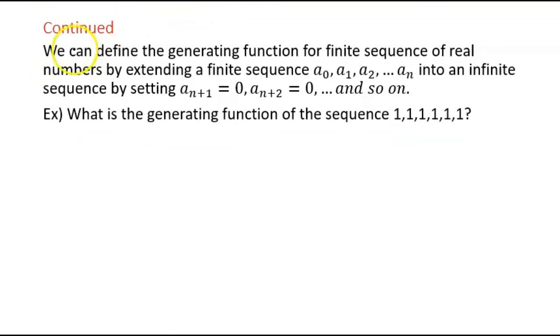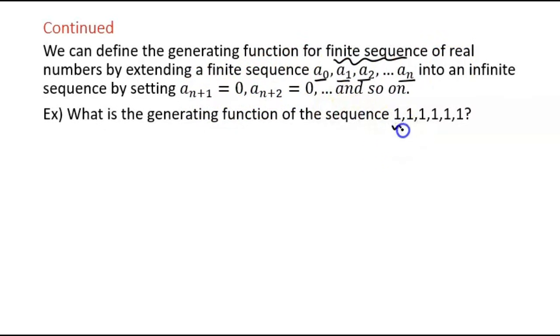So one more thing that I want to talk about here is that we can also define the generating function for a finite sequence of real numbers by extending a finite sequence into an infinite sequence, by setting all the terms that follow after the nth term equal to 0. It means if we have a finite sequence like a0, a1, a2 and up to an, then we can set the next term a(n+1) equal to 0, a(n+2) equal to 0, and so on, right?